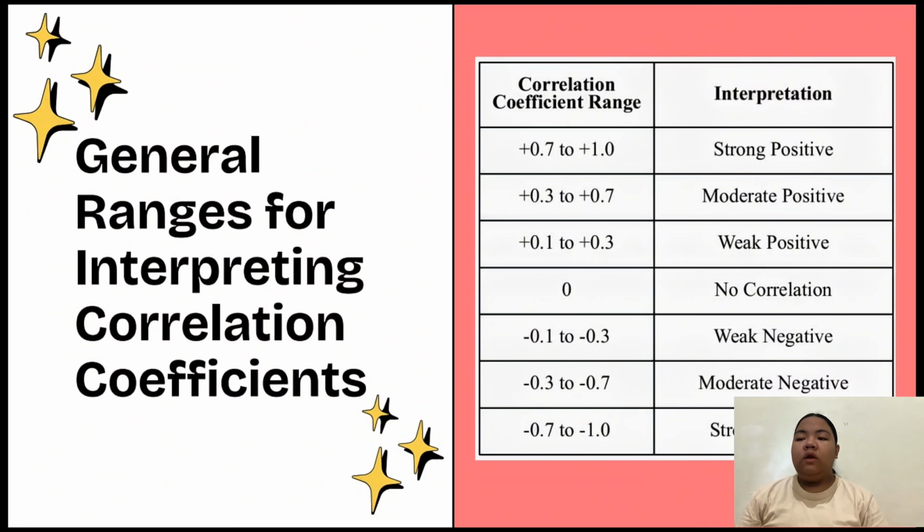0 has an interpretation of no correlation. Negative 0.1 to negative 0.3 has an interpretation of weak negative. Negative 0.3 to negative 0.7 has an interpretation of moderate negative. Negative 0.7 to negative 1.0 has an interpretation of strong negative.